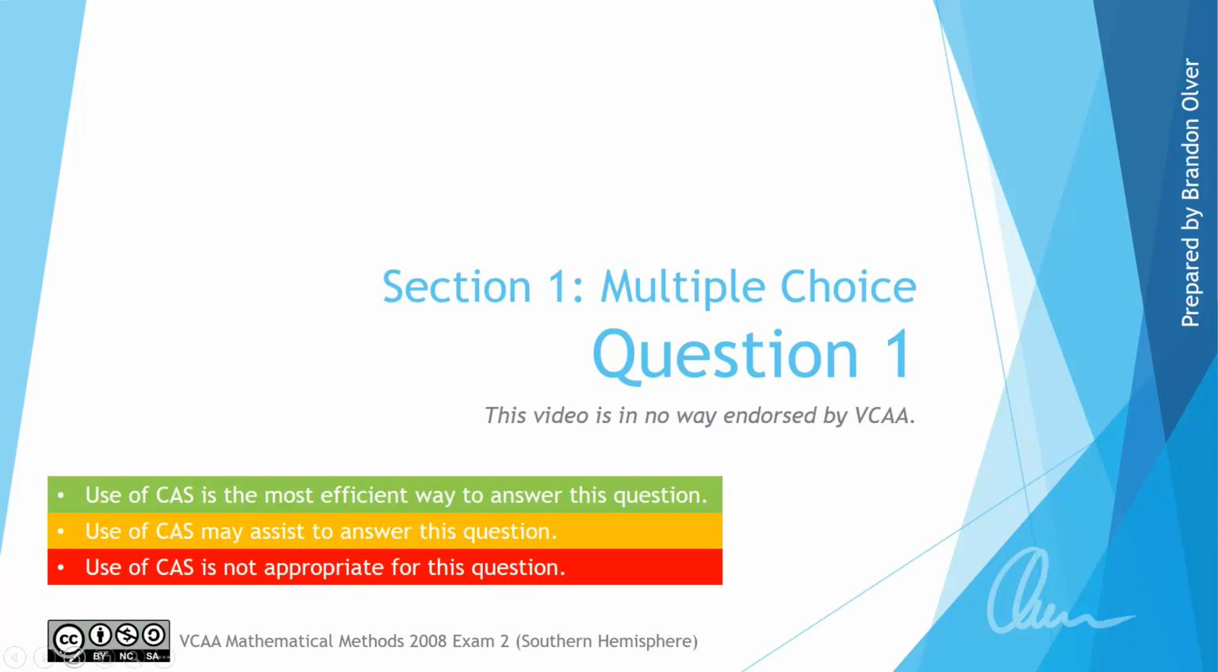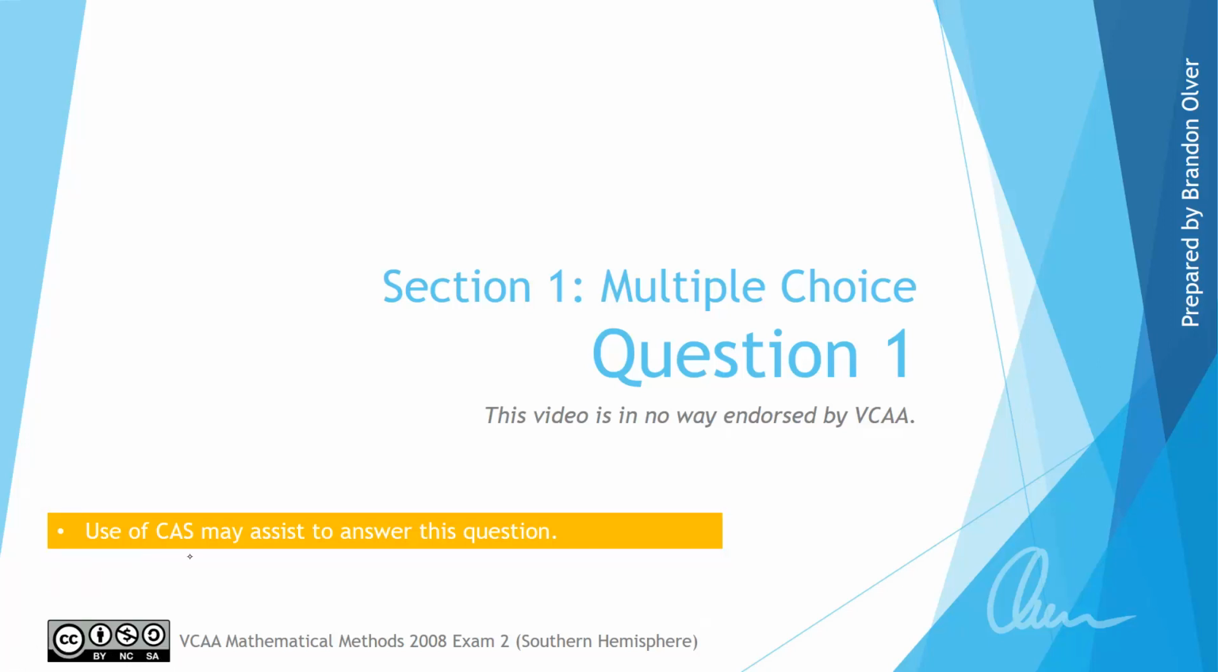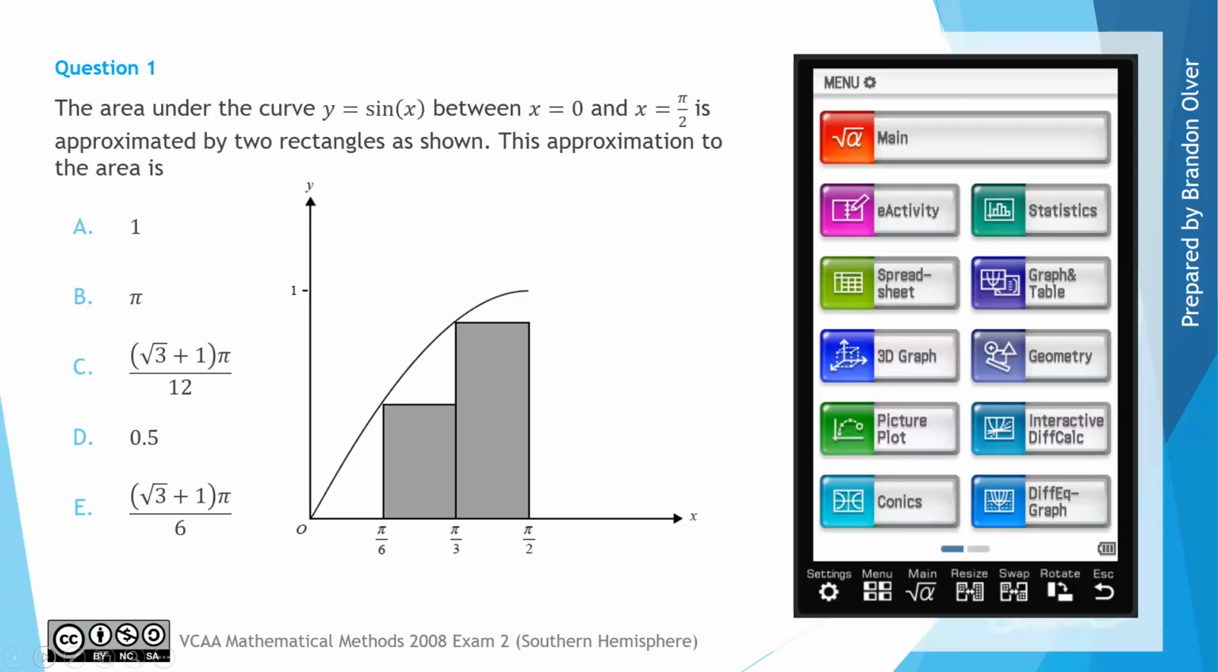Before we move on, I'd just like to point out that the CAS calculator may be used to assist in answering this question. For question 1, the area under the curve of y equals sine of x between x equals 0 and x equals pi on 2 is approximated by using two rectangles as shown. This approximation to the area is, and we have 5 options to choose between.